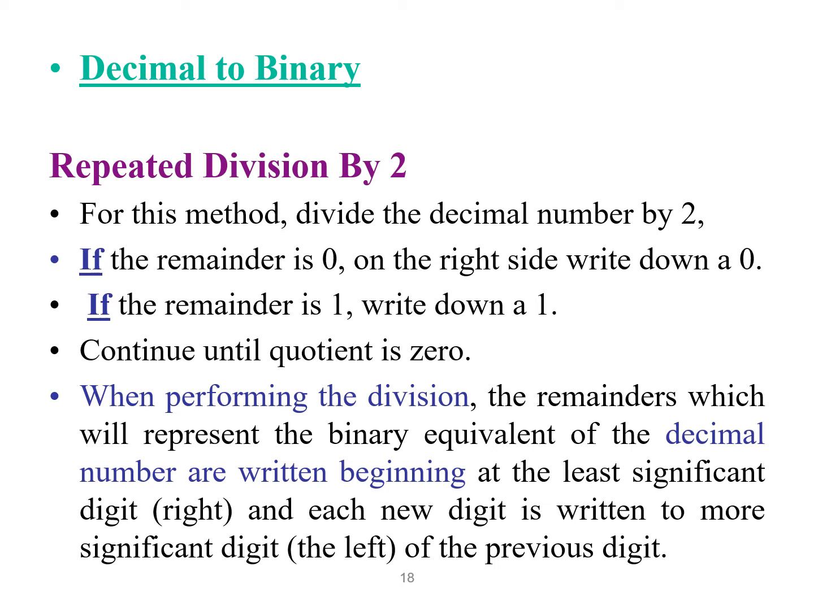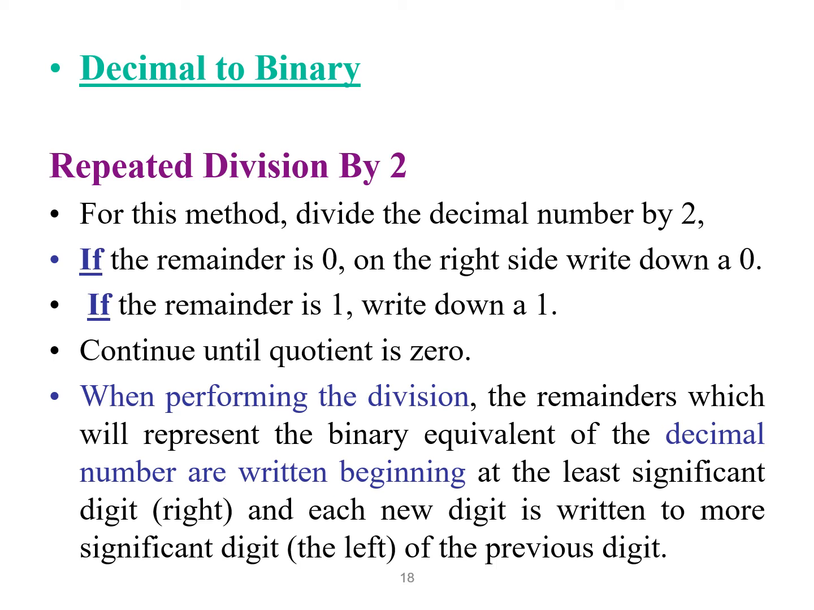There we will use the division remainder method. This is also called repeated division by 2. For this method, divide the decimal number by 2. If the remainder is 0, on the right side write down 0. If the remainder is 1, write down 1. Continue until the quotient is 0.